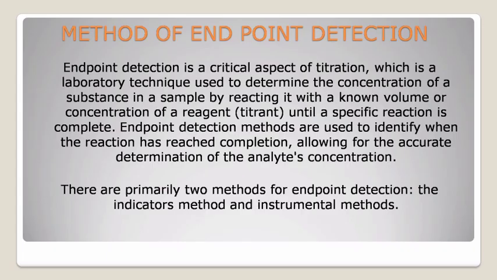Method of endpoint detection. Endpoint detection is a critical aspect of titration, which is a laboratory technique used to determine the concentration of a substance in a sample by reacting it with a known volume or concentration of a reagent, the titrant, until a specific reaction is complete. Endpoint detection methods are used to identify when the reaction has reached completion, allowing for the accurate determination of the analyte's concentration. There are primarily two methods for endpoint detection: the indicators method and instrumental methods.